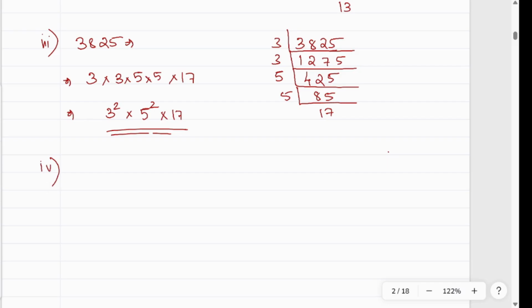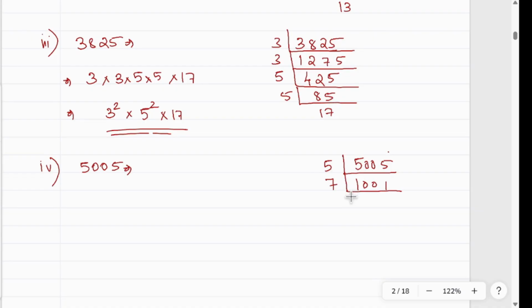Fourth one. This is the fourth question. 5005. 5005 is divisible by 5, so I will get 1001. Now here after checking we will be able to find that this 1001 is divisible by 7.